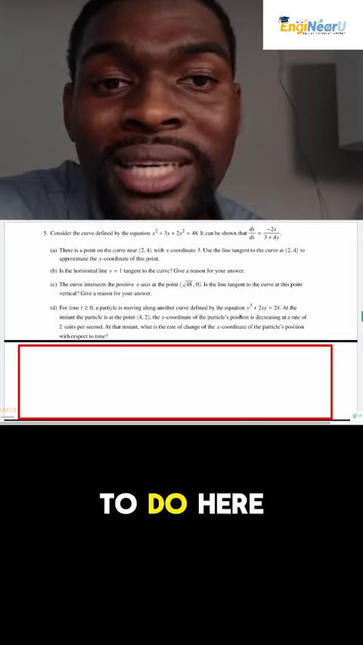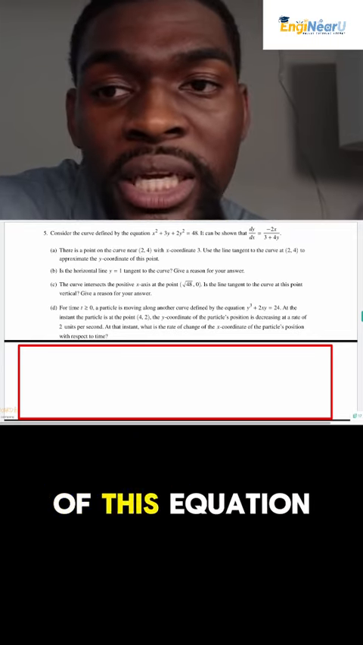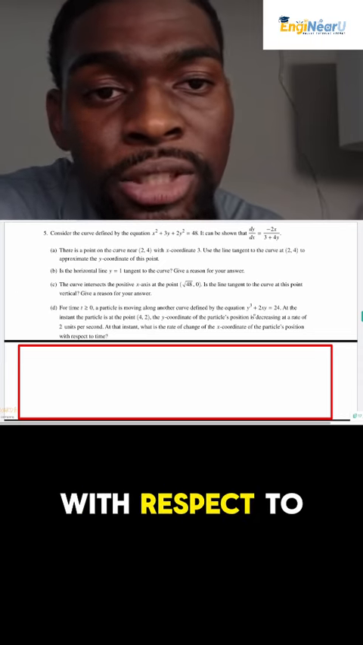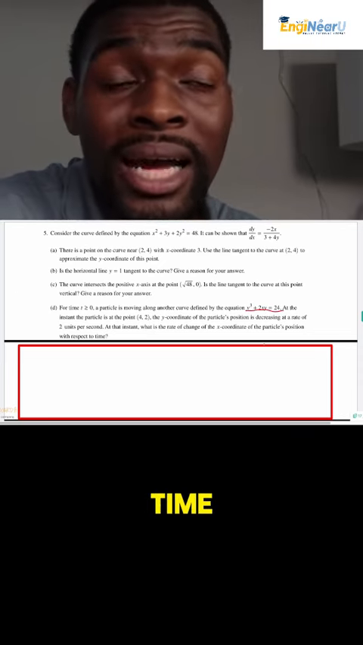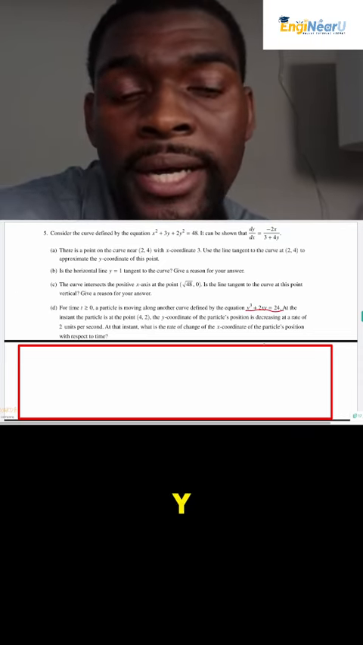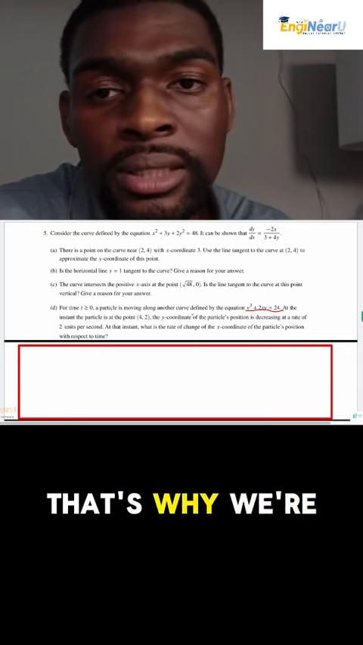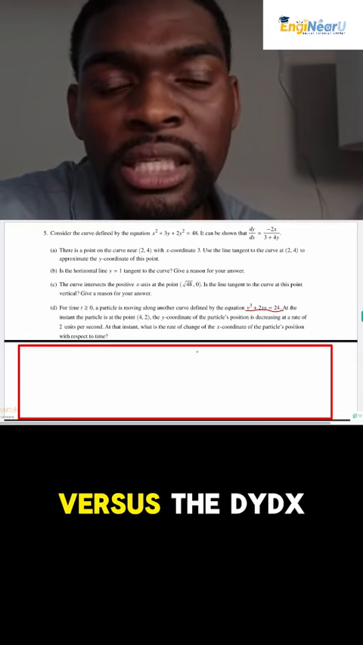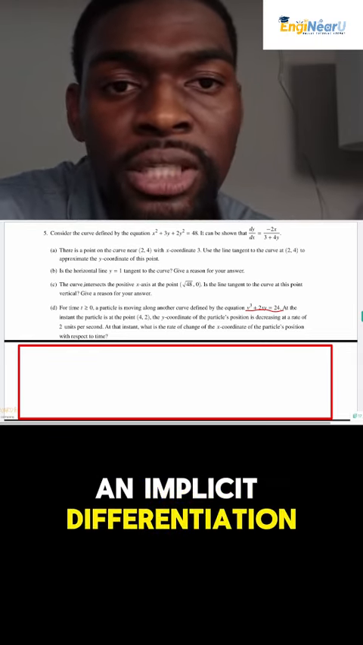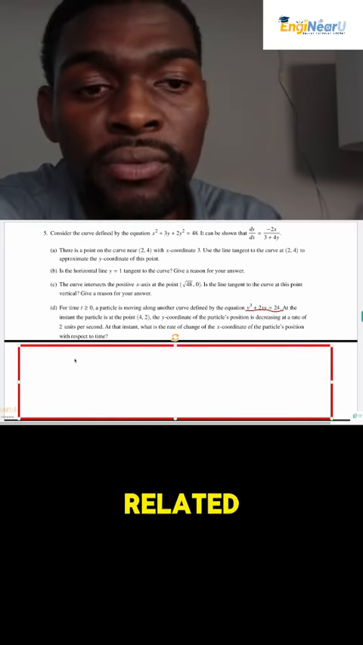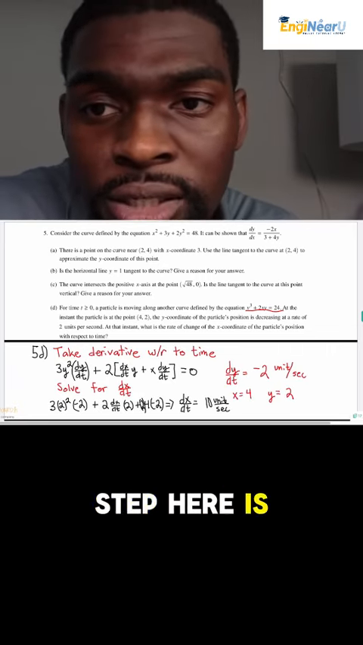So the first thing you need to do here is think that you're going to be taking the derivative of this equation here, that's on our screen, with respect to time, not with respect to x or with respect to y. That's why we're going to have these dx dt's and dy dt's versus the dy dx. So make sure if you're doing implicit differentiation, you're doing the derivative with respect to time, because that's what related rates problems tell us to do. So the first step here is take the derivative with respect to time.